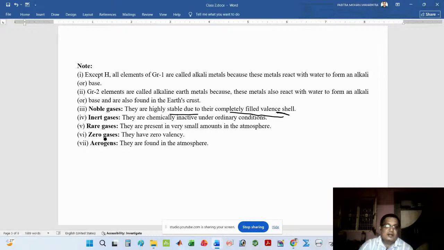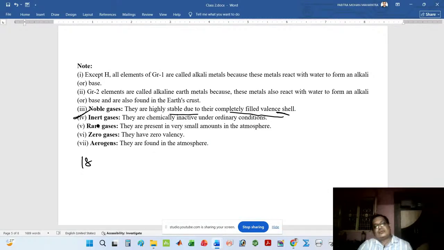The group 18 elements are also called inert gas because they are stable. Due to their stability, they do not want to react with others. They are inert. They are inactive. They do not need any other element's help. They are stable individually, so they are inactive. Since they are inactive, it is called inert gas.